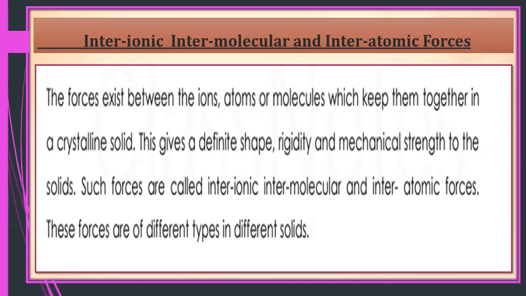The concept of interionic, intermolecular and interatomic forces is that these forces exist between the ions, atoms or molecules and keep them together in a crystalline solid. In a crystalline solid, there are forces which bind the particles together. This gives a definite shape. Due to these forces, the solid has definite shape, rigidity and mechanical strength. Such forces are called interionic, intermolecular and interatomic forces. These forces are of different types in different solids. Have you got my point, students?